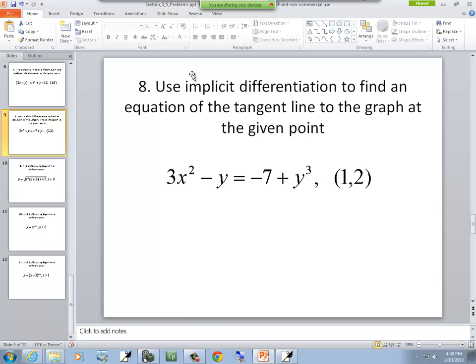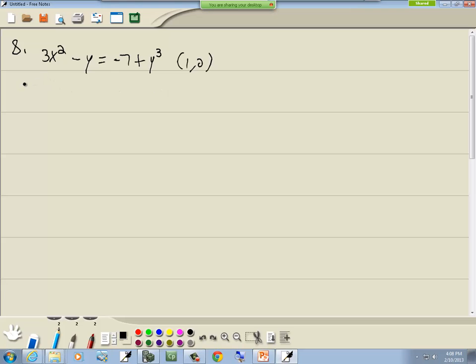Now it tells us to find the equation of the tangent line using implicit differentiation. Now if you remember our steps for that, our first step was to find the derivative. So we're going to take the derivative of everything where it's sitting, with respect to x. So we'll take the derivative of 3x squared, the derivative of negative y, the derivative of negative 7, and the derivative of y to the third.